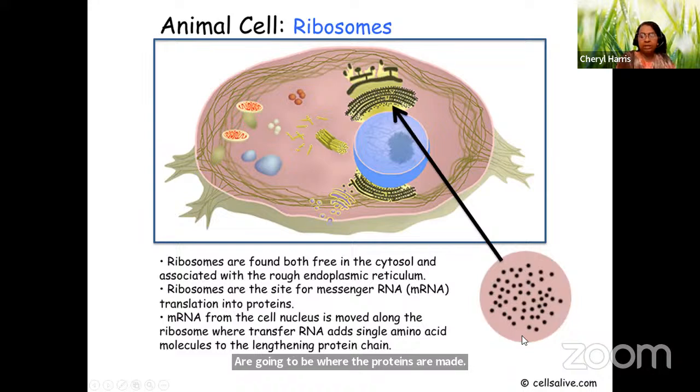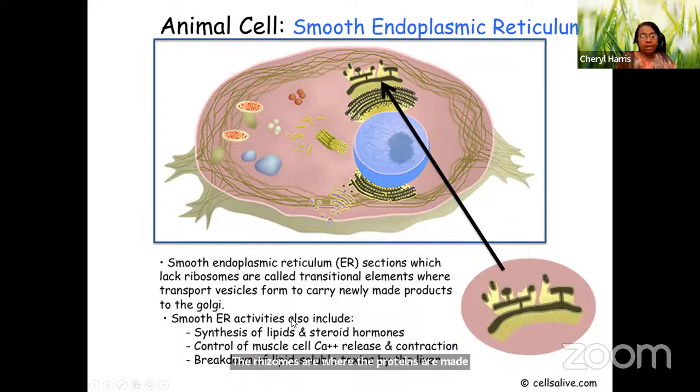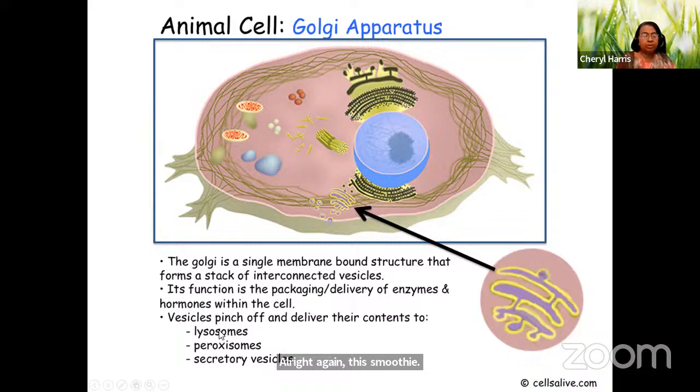Again, the little dots are the ribosomes. And again, there are some that are free floating. So if you see some of these little dots just floating around the cell, they are the site for RNA translation. And again, when we talk about synthesis later on, we'll get into talking about exactly what all of that means. Right now, you just need to know that the ribosomes are where the proteins are made. All right, again, there's smooth ER, and that just means it doesn't have any ribosomes on it.